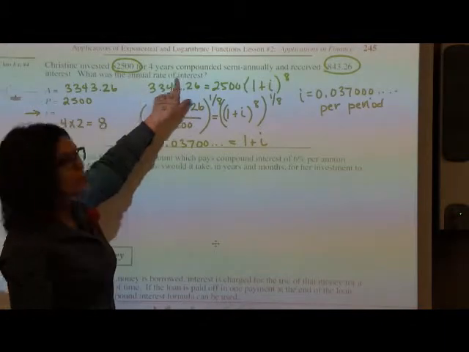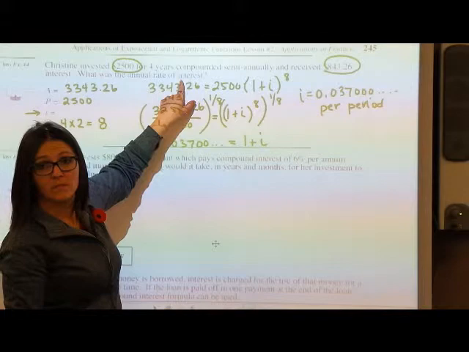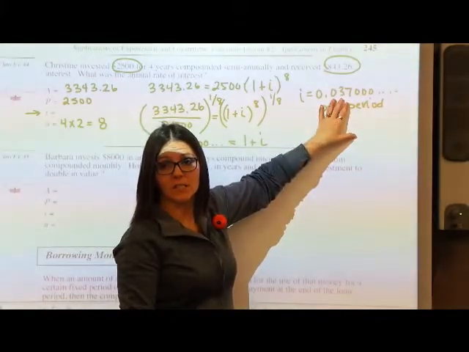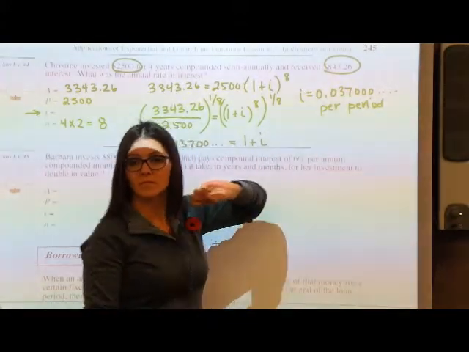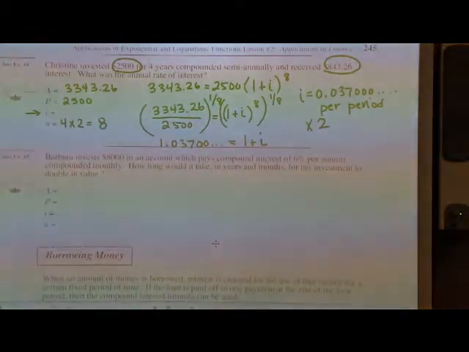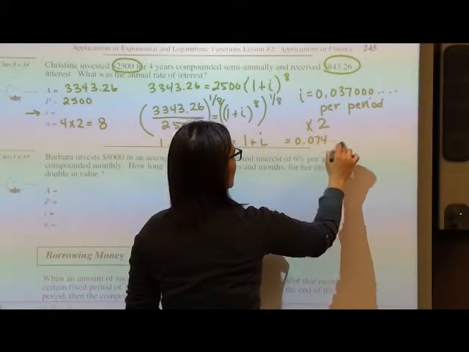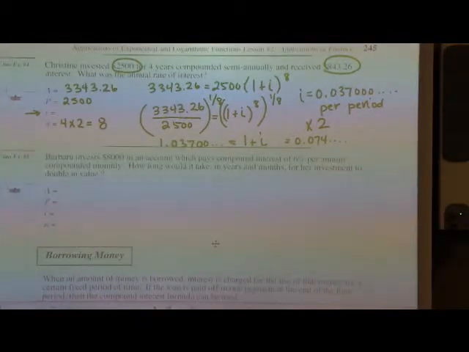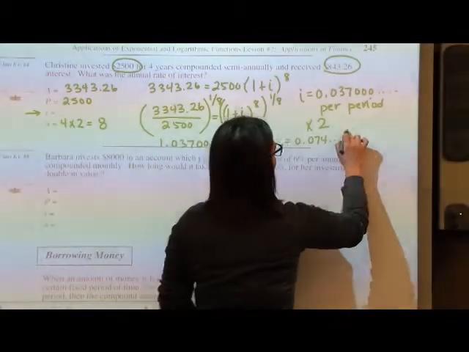So to get the annual interest rate, what would I have to do? So this is the interest rate every 6 months. So how do I figure it out for a year? Times it by 2. Times it by 2. So if I multiply it by 2, what would I get? I get 0.074, which as a percentage is what? 7.4%. 7.4%.